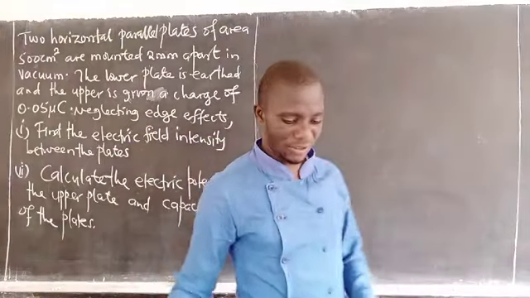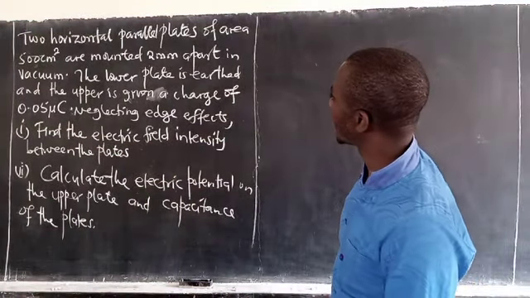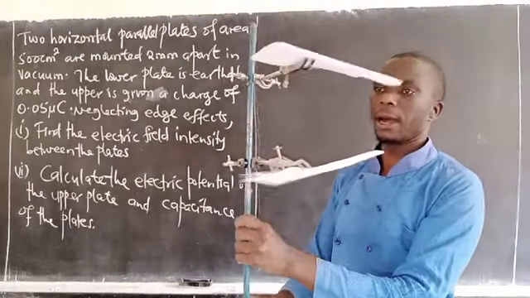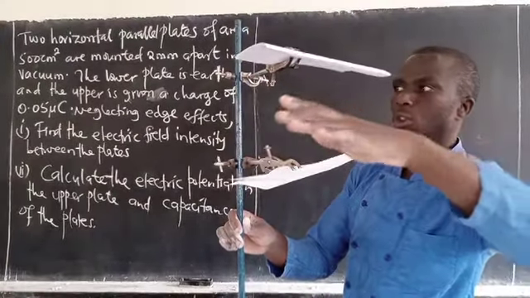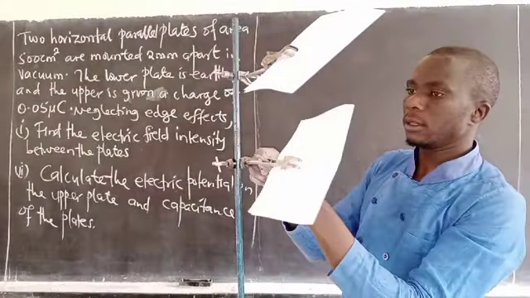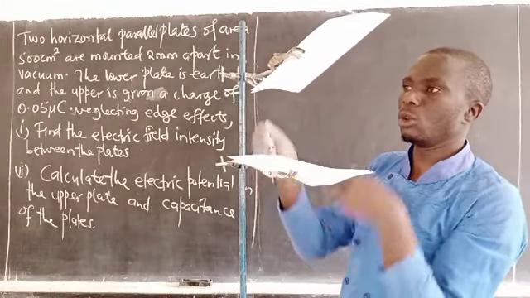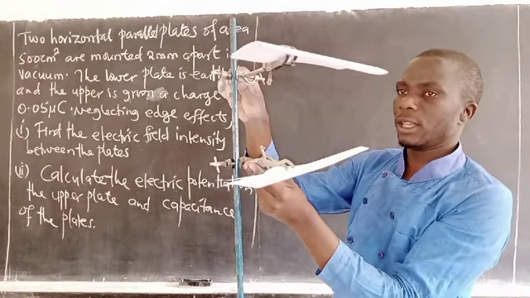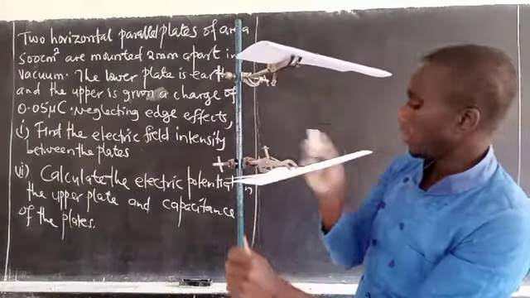We are given a very simple task that we can do with some sketching. They are two horizontal parallel plates, just like we had them here, this and this. They are both horizontal. These plates can be changed; maybe they can be like this, or like this. They are still parallel, but these ones are horizontal and parallel. So this is the upper one, this is the lower one.